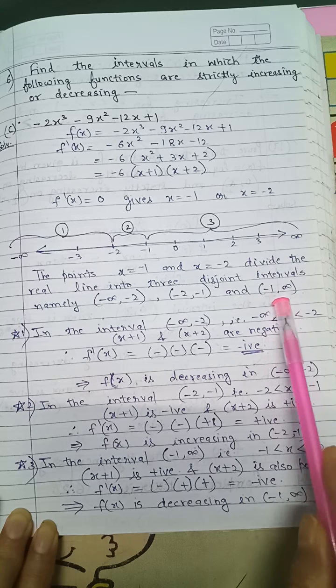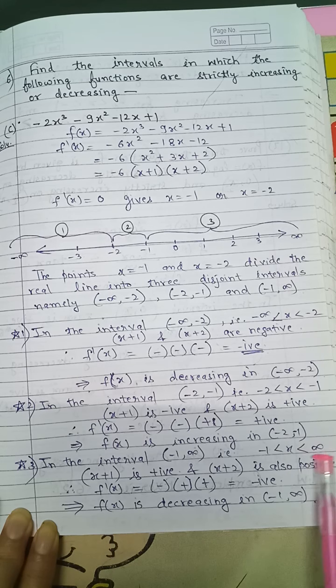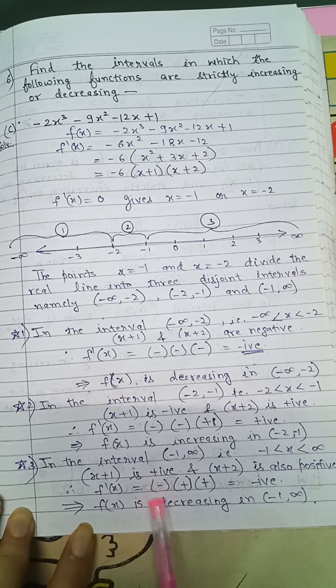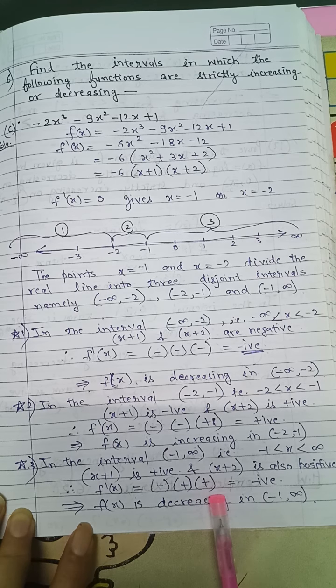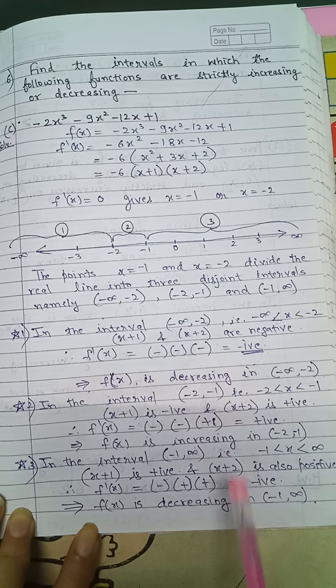Now we will check it for minus 1 to infinity. From minus 1 to infinity. If you are unable to decide how to take the decision for this, you can take any number out of this, which should be greater than minus 1 and less than infinity. Suppose you can take 0, you can take 1, 2, anything. And accordingly we have to put the sign. The first number is always minus. The second and the third brackets will be positive if I substitute any number between minus 1 and infinity. Finally, I am getting the result as negative. So negative means it is a decreasing function.